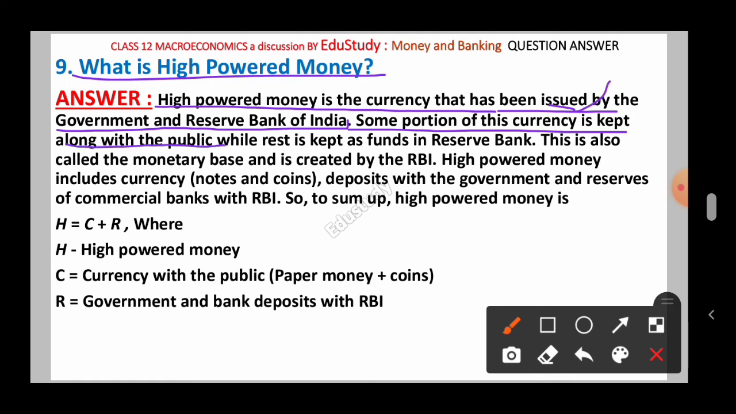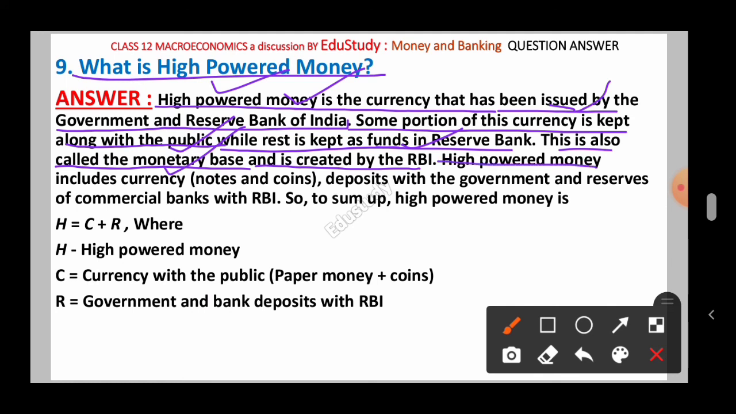Some portion of this high powered money will be kept with the public, while the rest is kept in the form of funds in the Reserve Bank, and this is also called the monetary base. That means high powered money is also called the monetary base. Who created high powered money? High powered money is created by RBI, the Reserve Bank of India.